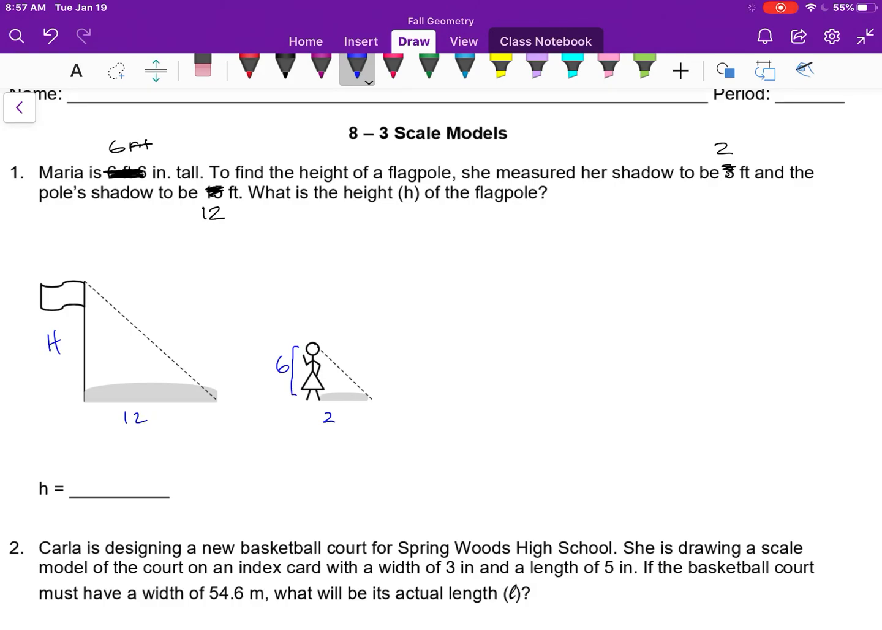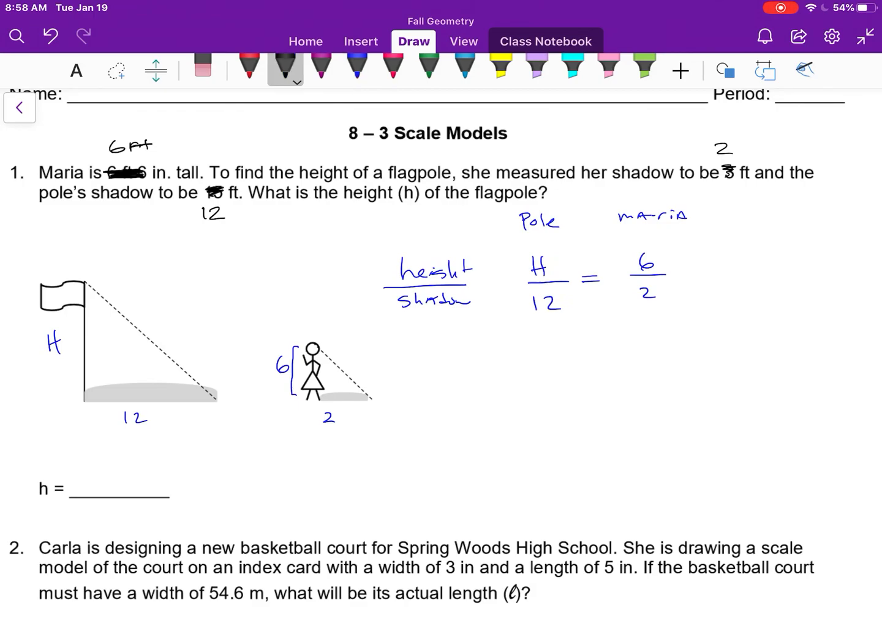Looking at the proportion, I can set up our height and our shadow here. Those are the two quantities we want to measure. We don't know what the height is, and then the shadow happens to be 12. This is for the pole, and this is for Maria. She happened to be 6 over 2. And so there you go, now that's your proportion.